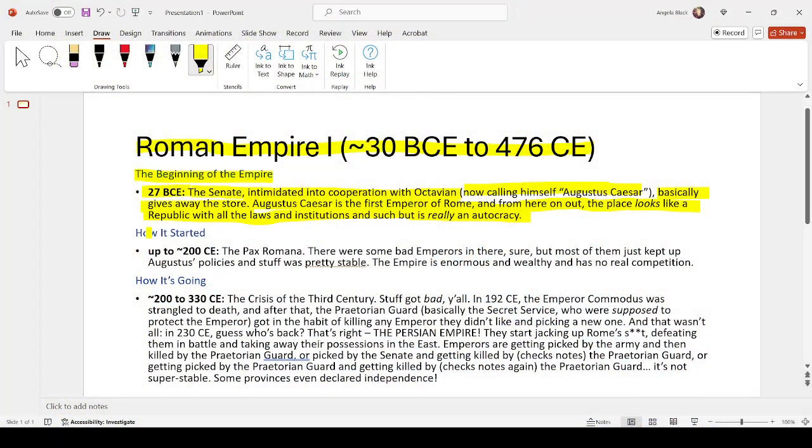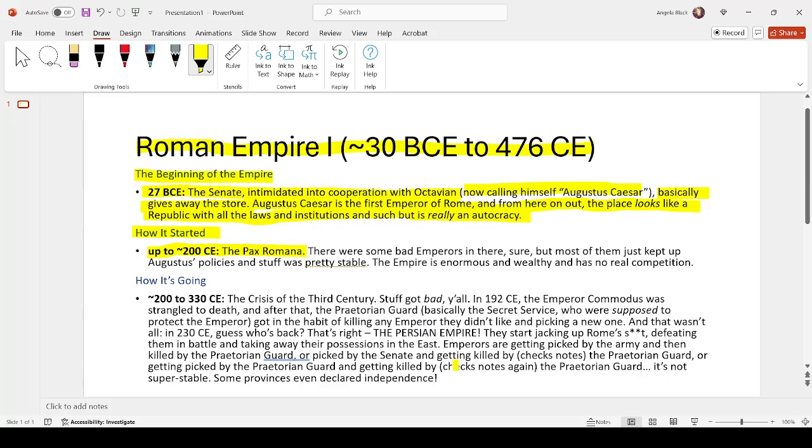Okay, so, what was that like? Well, I just told you what it was like for everyday people, but let's expand our focus a little bit. During Augustus's life, things were pretty peaceful, and for a few hundred years after that, in fact, things were mostly stable. This was called the Pax Romana, or the Peace of Rome.